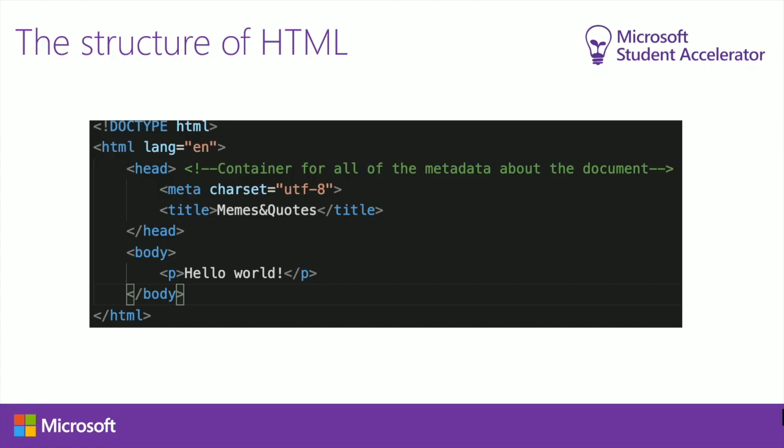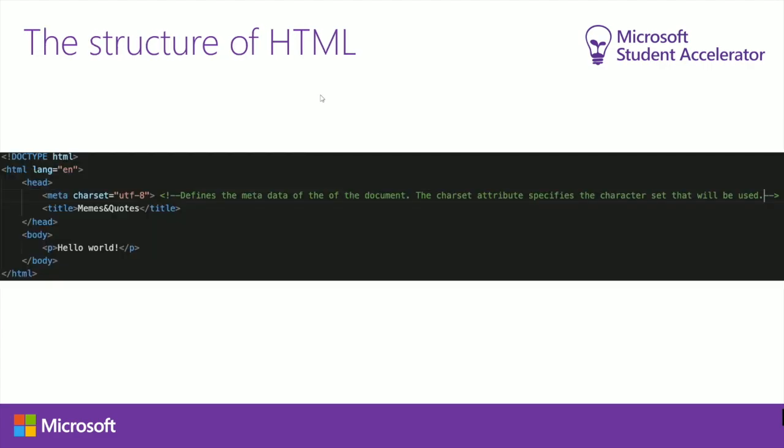Similarly, the head tag is a container for all of the metadata about the document. Metadata is just data about data, and it will not be displayed in the web page's content section. The meta tag defines the metadata of the document, and the charset attribute specifies the character set that will be used. The UTF-8 character set has essentially every character we'll ever use in the English language.